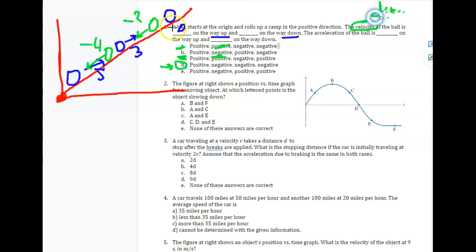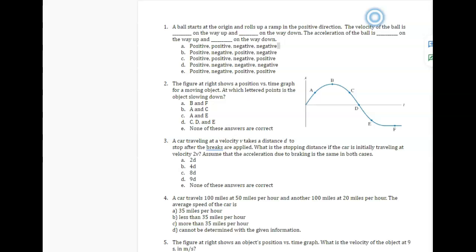Positive velocity on the way up, negative velocity on the way down, and the acceleration is negative on the way up and on the way down. Well, hopefully this will work a little better if I restart this drawing. For number 2, the figure at right shows a position versus time graph for a moving object. At which letters or points is the object slowing down?